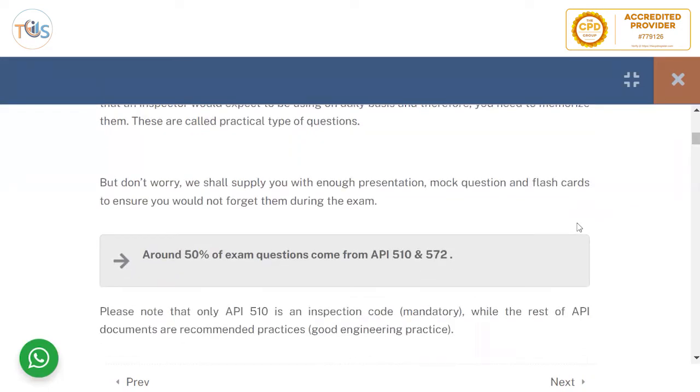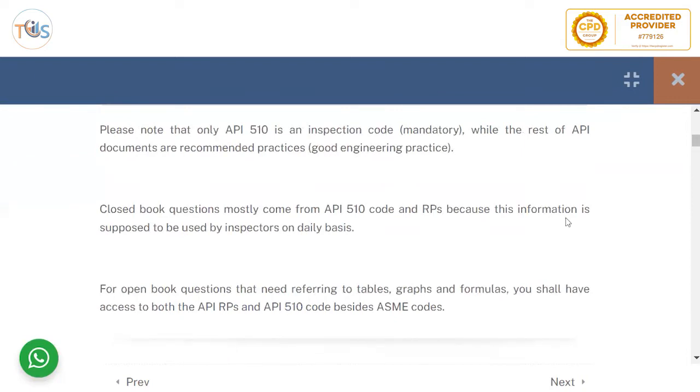50% of the questions, as we said in the last module, come from 510 and 572. So these are the two most important documents that you have to study. And also please remember the difference between them.